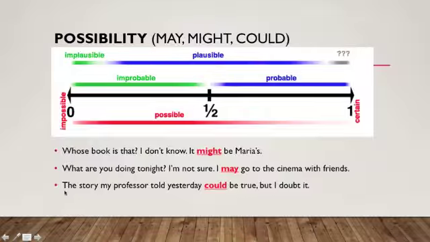Third example, the story my professor told yesterday could be true, but I doubt it. My professor حكت لنا قصة، والقصة دي يعني ممكن تكون حقيقية، ممكن could be true، ولكن أنا شك فيها. I'm not sure. I doubt it. Could be true. فالثلاثة دول may, might و could يعبروا عن احتمالية أو إمكانية، حاجة في الرينج ده، رينج الأحمر هنا، possibility.